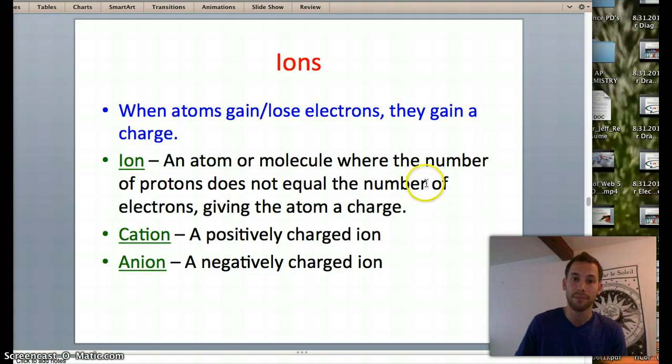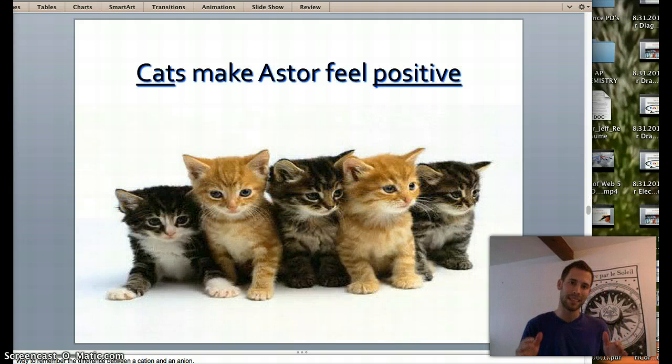How can I remember that, Mr. Astor? Here's how I do it. Cats make Astor feel very positive. Look at how cute these kitties are. Kitties are adorable. Remember, the cats make Mr. Astor feel very positive. If it helps you, imagine Mr. Astor petting a kitty in his hands right before he goes to bed. They make him feel very, very positive.